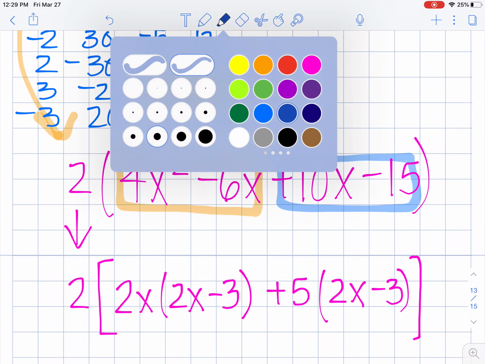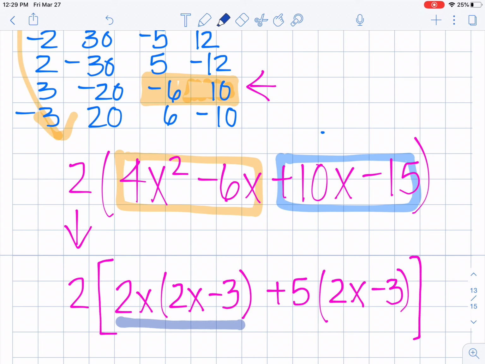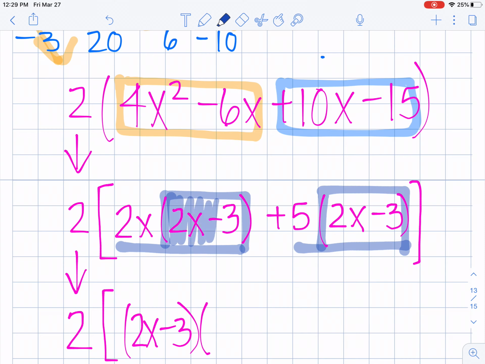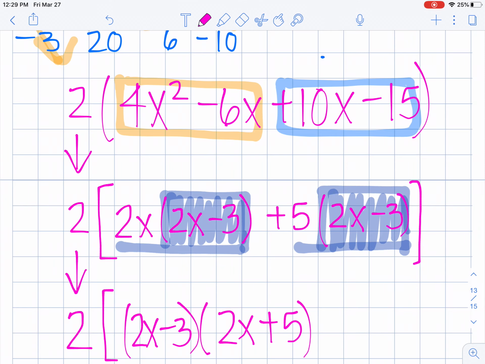Now I want to look at these 2 groups. In this group and this group, what do both of these groups have in common? They both have a 2x minus 3. So I'm going to factor that out. Again, I'm bringing down this 2 in the front. It just comes along for the ride of every step that I have. So I'm taking out my 2x minus 3. When I take out my 2x minus 3, if this part goes away, I'm left with my first group, a 2x. And if this goes away in my second group, I'm left with a 5.